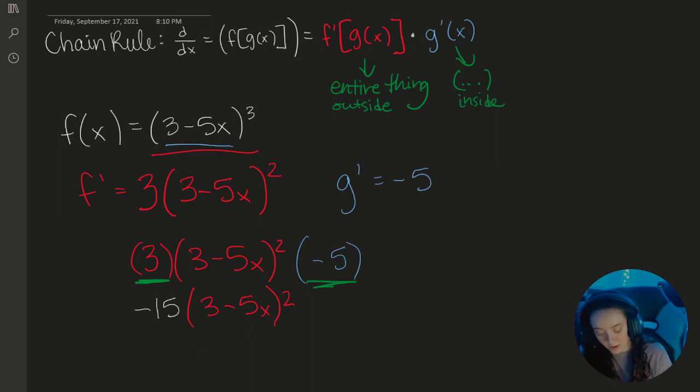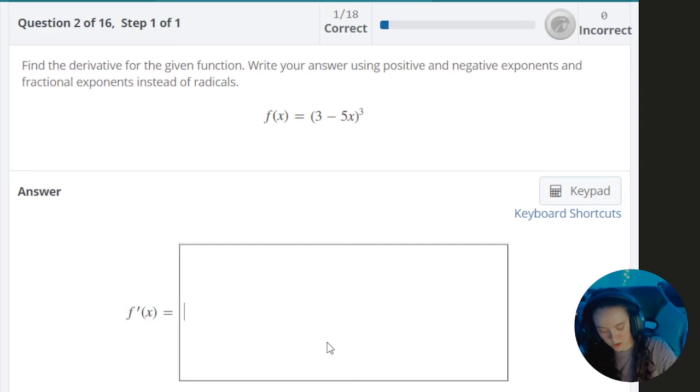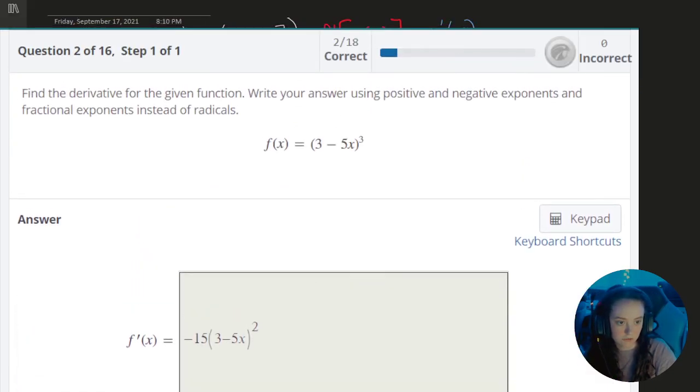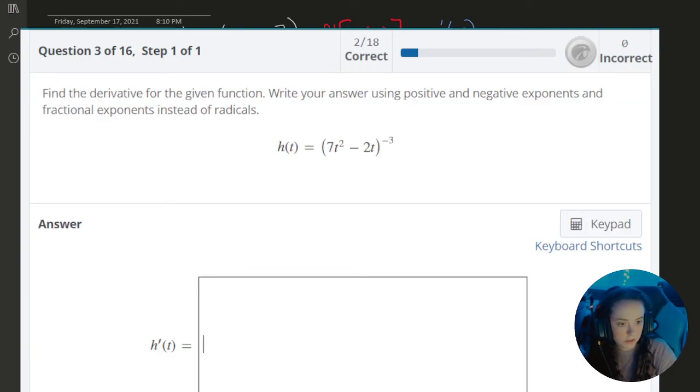So our answer should be negative 15 times (3 minus 5x) raised to the second. So we're going to try that just to be sure. So negative 15 times (3 minus 5x), that would be raised to the second power. And so that y'all can see, it is correct. Okay. Next question. All right.